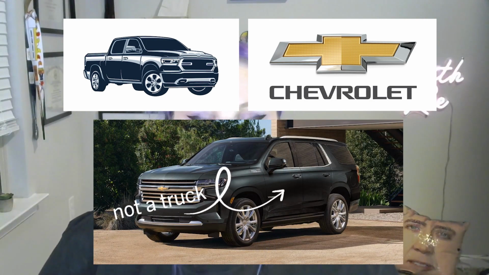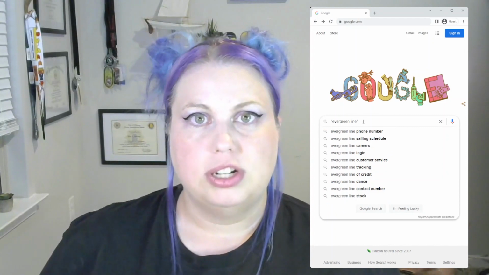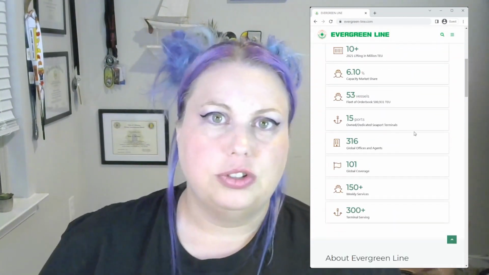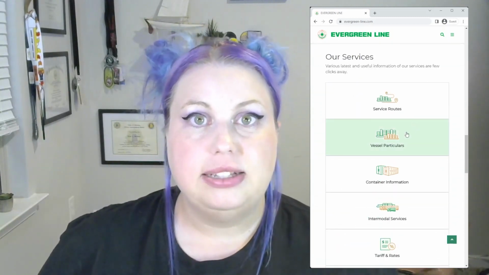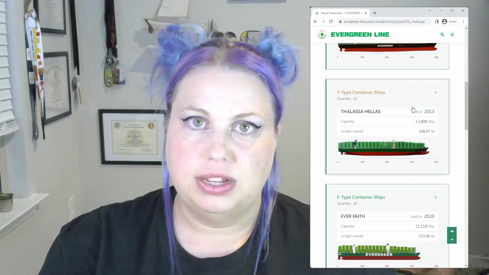So vessels work kind of the same way. You have very specific types of cargo ship or tanker. And once you figure these out, which you can do through Google searching or finding lists of fleets, it becomes much easier to search and find the very specific vessel you are looking for.